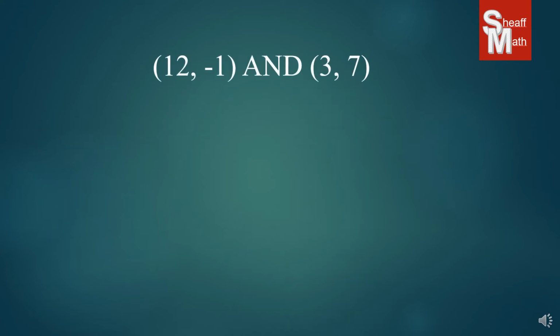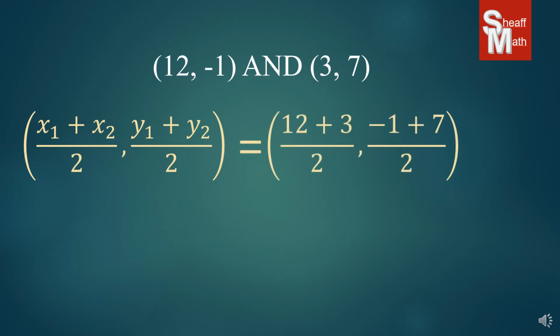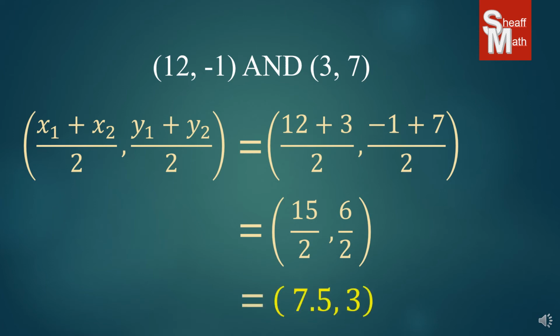Here's another example. We have our formula again, and we're going to add the x's together and divide by 2, add the y's together and divide by 2. So we put them in the formula. We're dealing with some negatives as well. So we get 15 over 2 and 6 over 2. Now 15 over 2 does not come out to a whole number, so you're going to have to put it into a decimal. That comes out to 7.5, and 6 divided by 2 is 3. And that is the exact midpoint between our 2 points above.